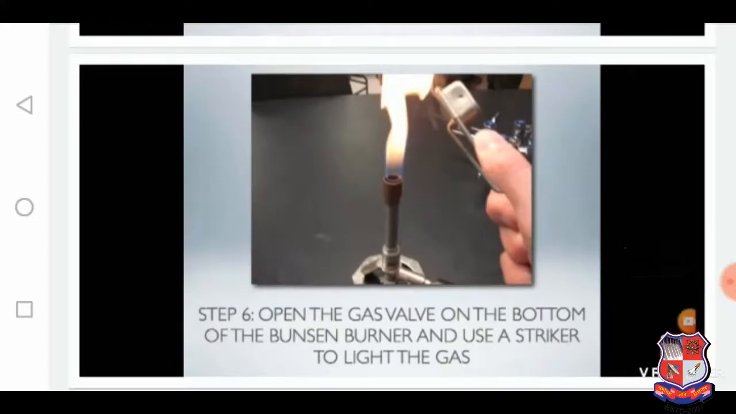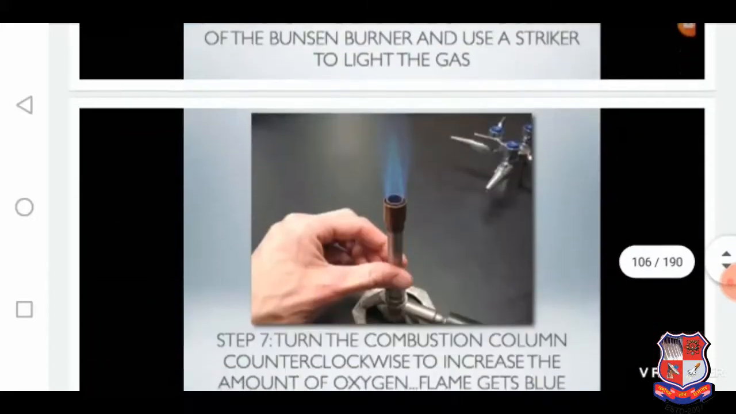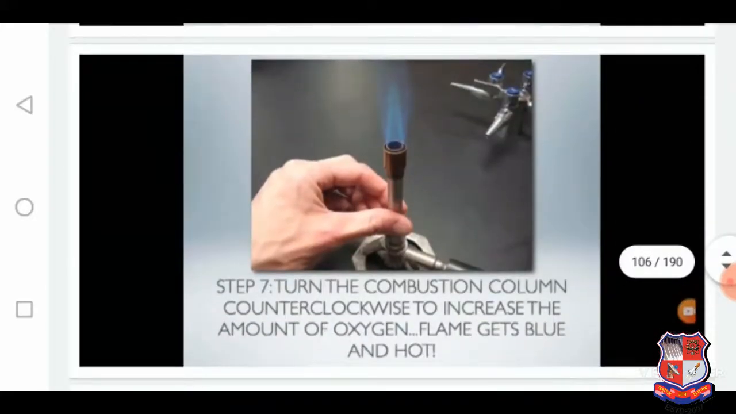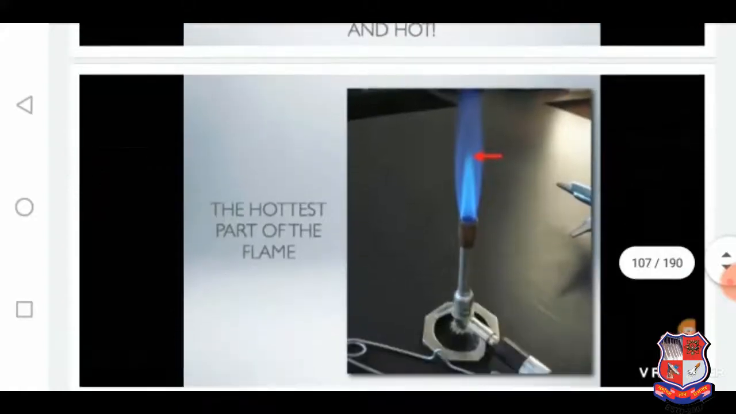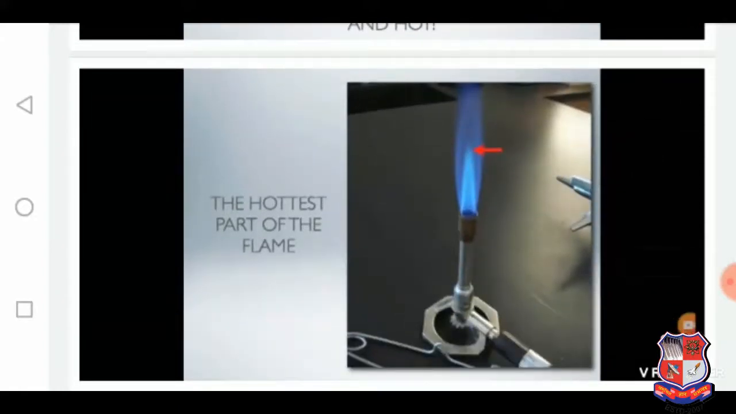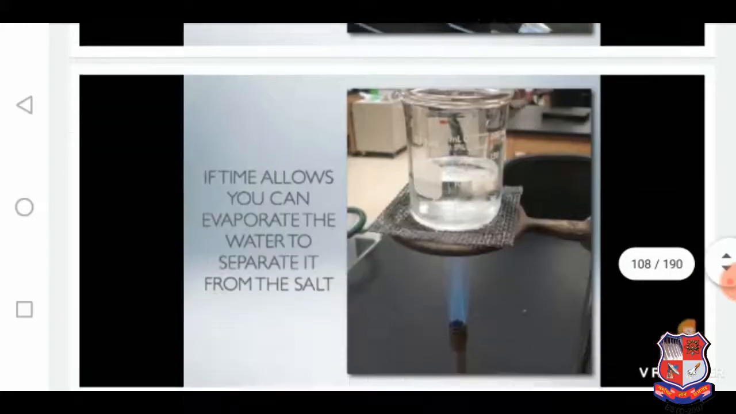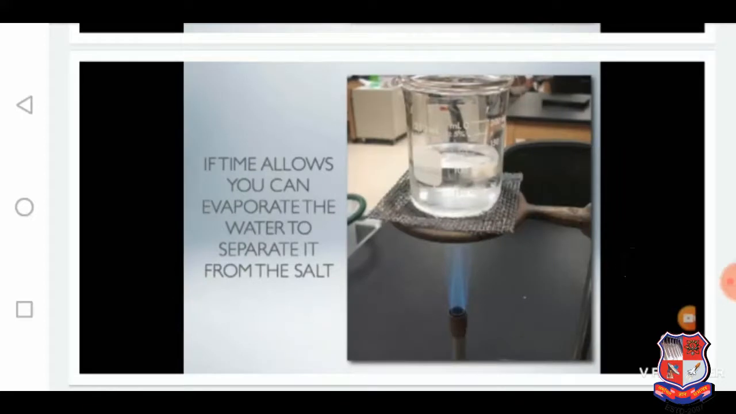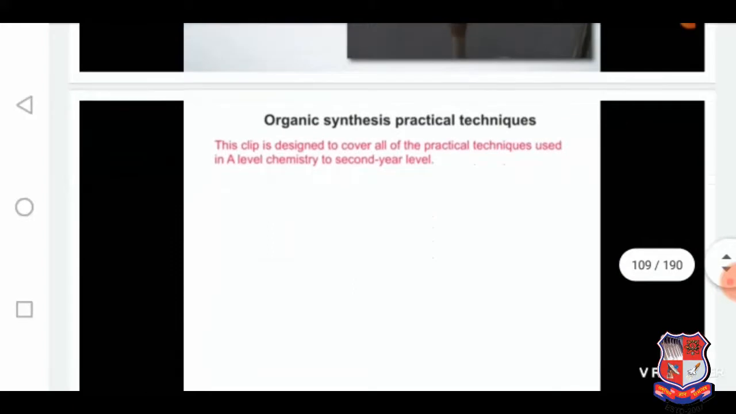Now open the gas valve on the bottom of the Bunsen burner and use a striker to light the gas. Turn the combustion column counterclockwise to increase the amount of oxygen. The flame gets blue in color, blue and hot, and this is the most essential requirement while heating any kind of solution. And here the student has to remember the parts of the flame. Now if time allows, you can evaporate the water to separate it from the salt that we previously mixed.